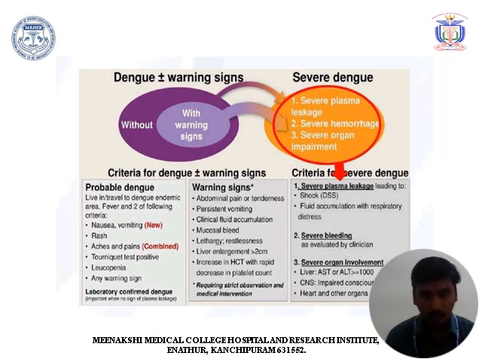Probable dengue is defined as any patient living in an endemic area presenting with fever along with any two of these symptoms: nausea, vomiting, rash, body ache, positive tourniquet test, leukopenia. The classical warning signs are abdominal pain and tenderness, persistent vomiting, clinical fluid accumulation, mucosal bleed, lethargy, liver enlargement more than 2 cm, and increase in hematocrit with decrease in platelet count. Severe dengue is defined as severe plasma leakage leading to shock or respiratory distress, or severe bleeding, or severe organ involvement such as liver failure, dengue encephalopathy or dengue myocarditis.